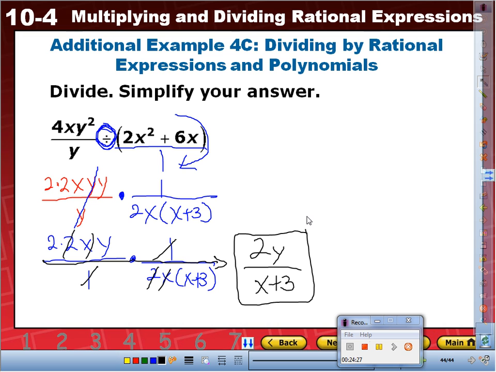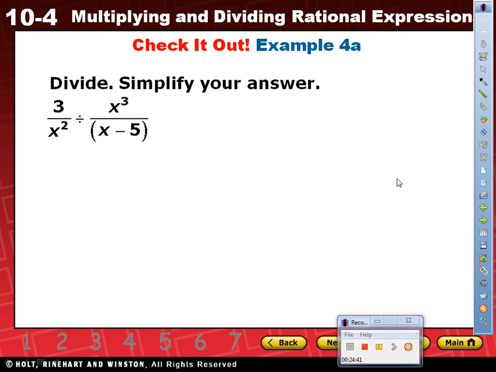Okay, let's do one more. Last one. Here we go. Copy this one. 3 over x squared divided by x cubed over x minus 5. Copy that. See if you can start going ahead of me, and then I'll go over that as soon as you're done. Go. 30 seconds.